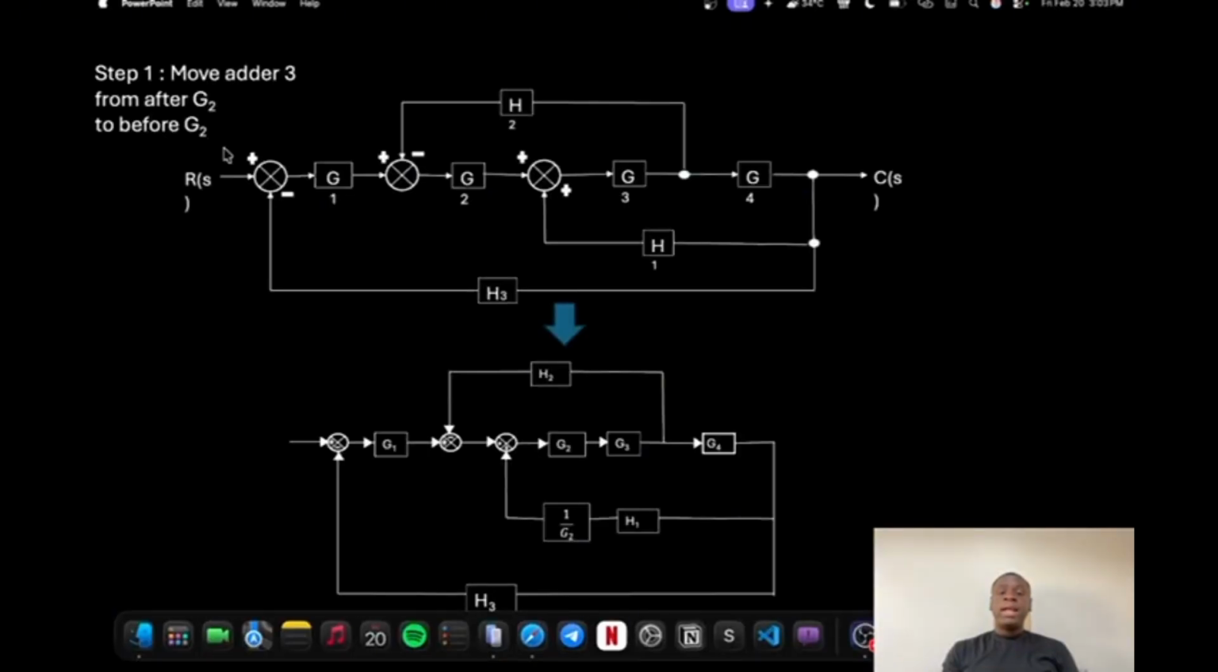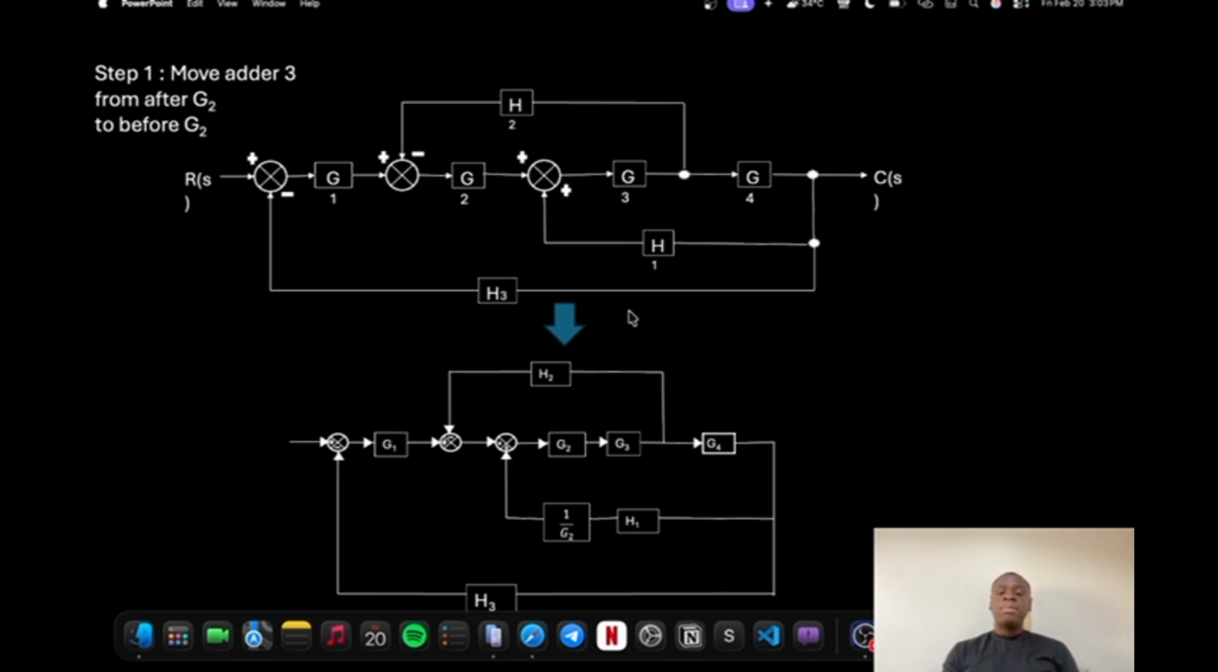We are simplifying a complex block diagram, and the goal is to combine blocks and move summing points to make the system easier to analyze. This process helps us to find the overall transfer function. So what happens in the first slide is that the third summing junction is originally after G2. We move it before G2 to simplify the feedback path.